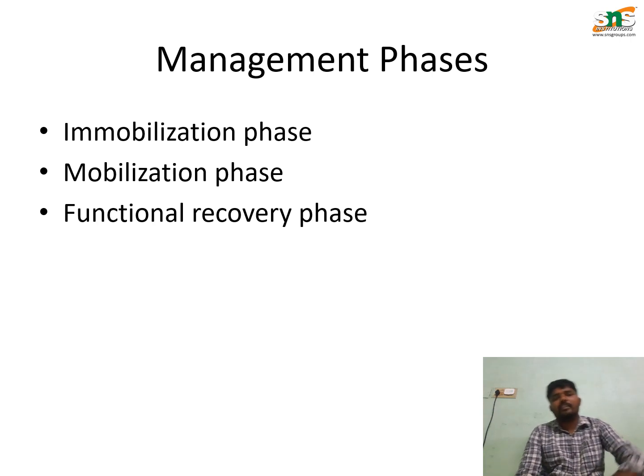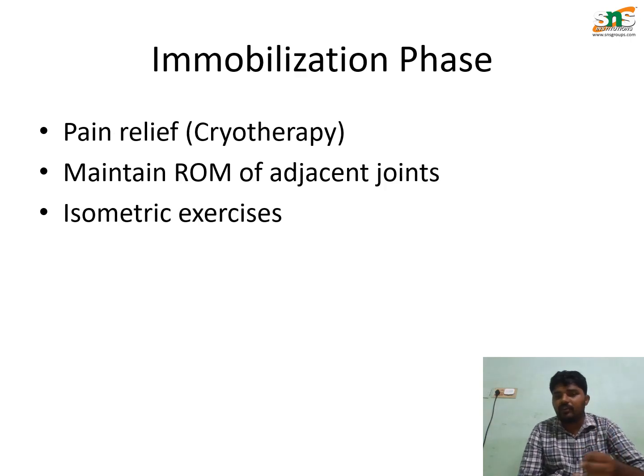Then the management. There are three phases: the immobilization phase, the mobilization phase, and the functional recovery phase. The immobilization phase is the acute phase, the pain relief phase. We go for cryotherapy for pain management. Then maintain the range of motion of the adjacent, unaffected joints, aiming for full range of motion. The affected region will get isometric exercise.